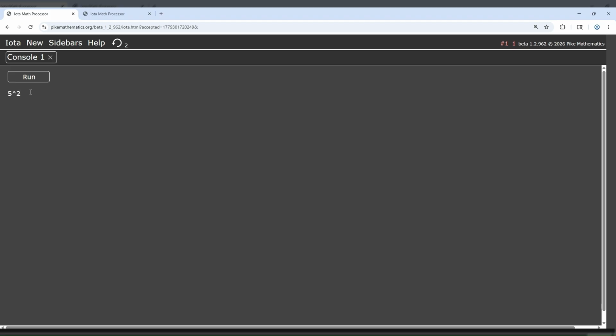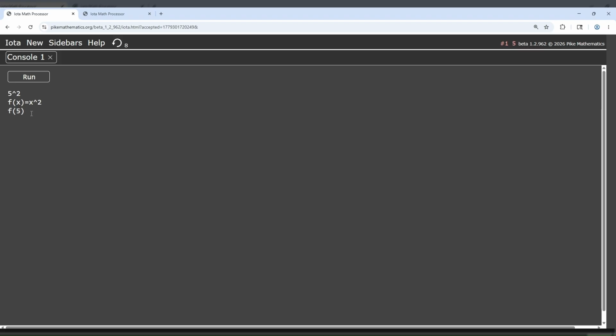Let's make a function, f of x, that's equal to x squared. So we define that function and then ask Iota, what's f of 5? And as before, 5 squared is 25. Okay, so now we've defined a function and used it.